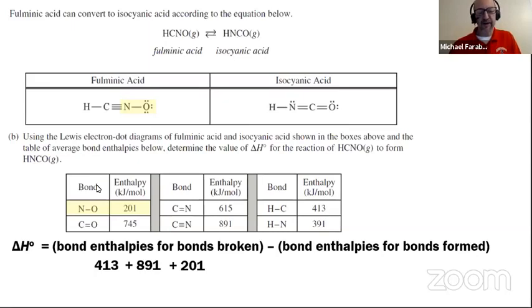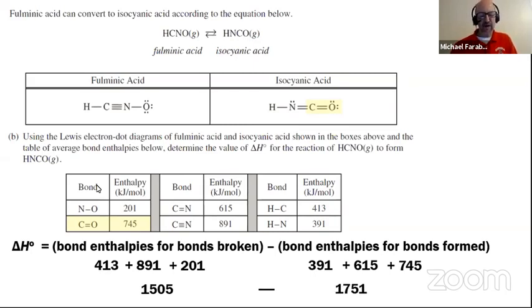Okay, moving on to the other molecule, the isocyanic acid, I have an NH single bond, which comes in at 391. I have a nitrogen-carbon double bond, and that is listed as 615 in the table. And then I have a carbon-oxygen double bond, which, according to the table, comes in at 745. So we have a total of 1,505 for the energy absorbed. And we have a total of 1,751 for the energy released. So 1,505 minus 1,751 gives me my answer. In this case, the delta H is negative 246 kilojoules per mole of reaction.